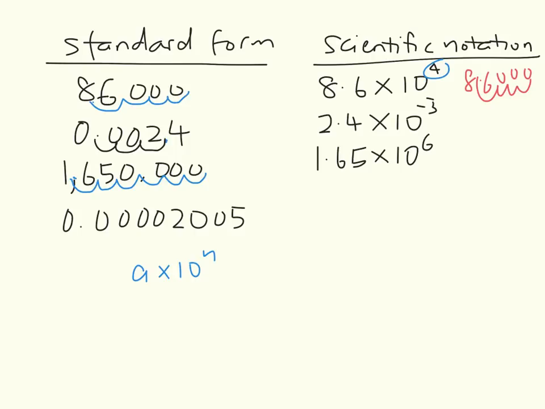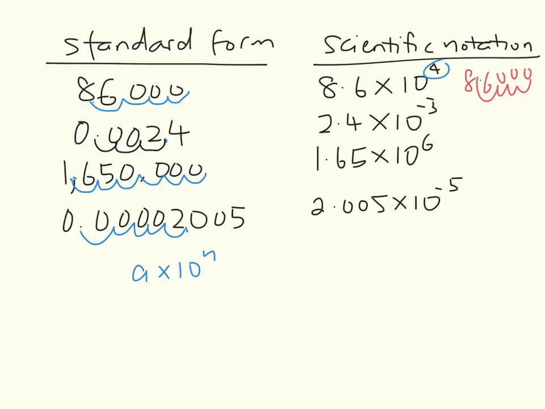Okay, and the fourth example, the first non-zero leading digit is here, so you have to write it as 2.005 times 10. And we know that this number is less than 1, so the power has to be a negative integer. If you move the decimal place, it will be 1, 2, 3, 4, 5. So 10 to the power of negative 5.